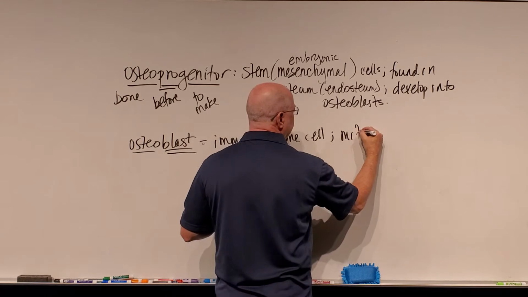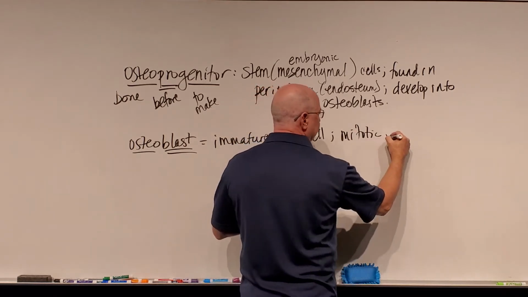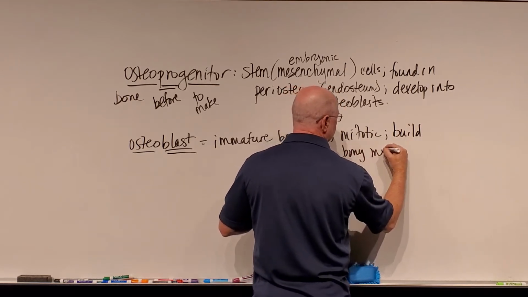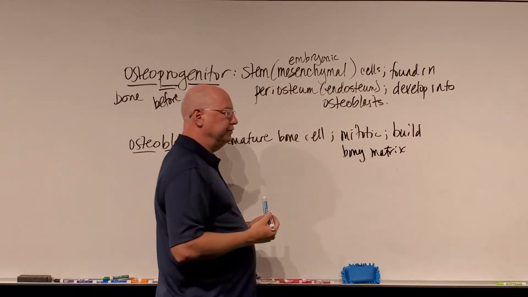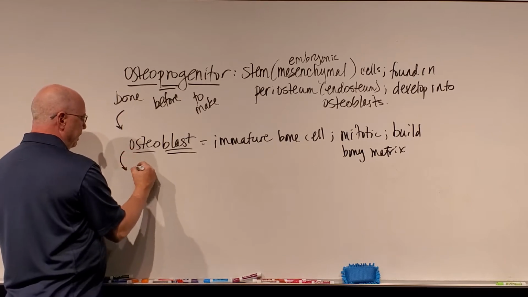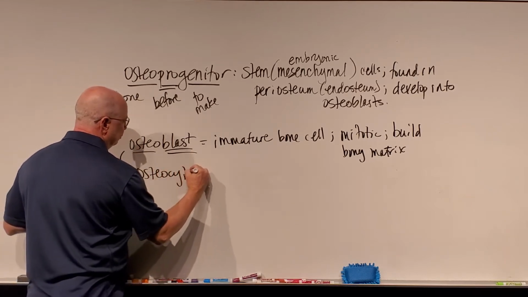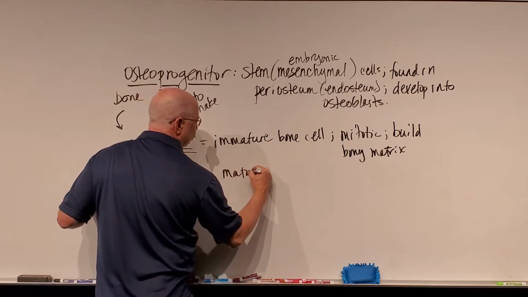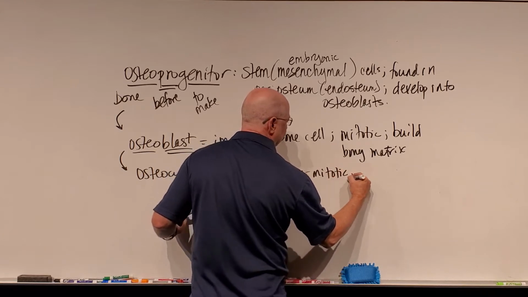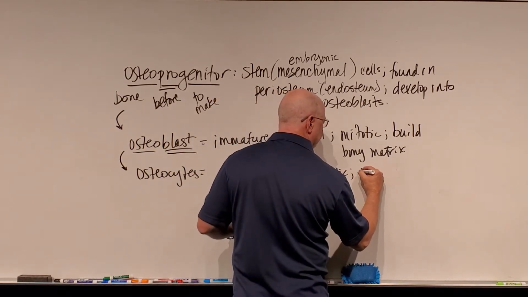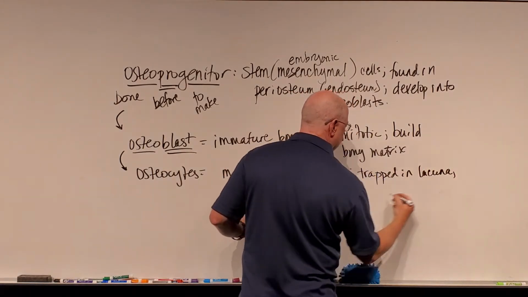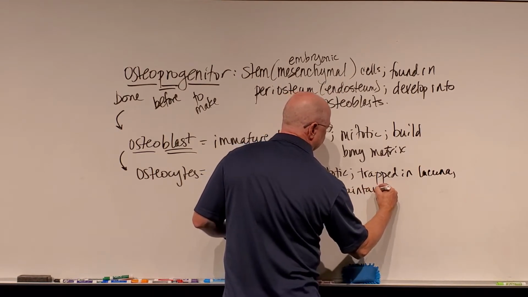We know that they are mitotic. We know that they can build the bone tissue or build the bony matrix. We're going to talk about the matrix of bone in great detail. Okay? So osteoprogenitors grow up to become osteoblasts. Osteoblasts grow up to become osteocytes. These are mature bone cells. They are usually non-mitotic. They stop growing by mitosis. They are trapped in a lacuna. And they can maintain the matrix.